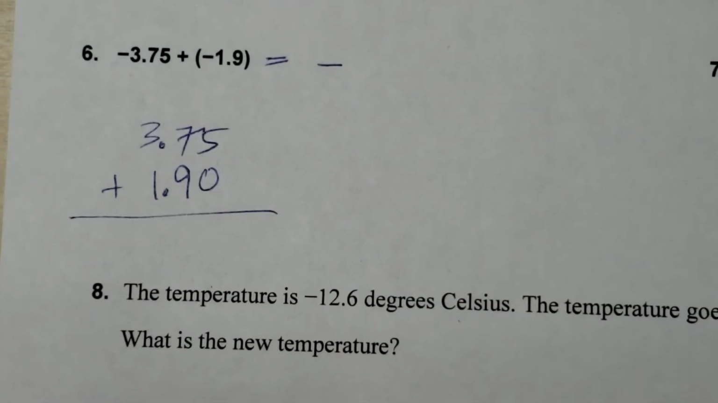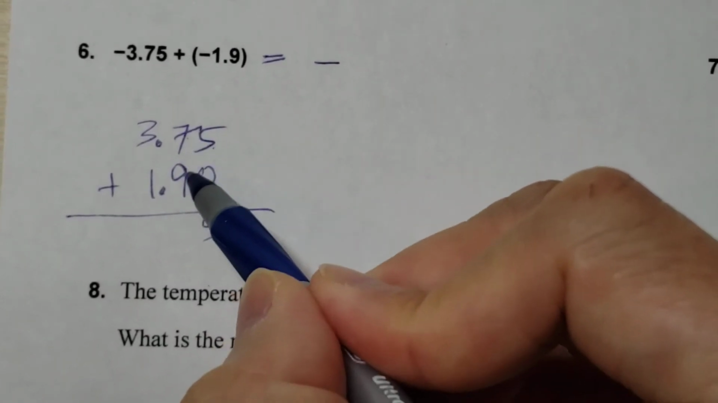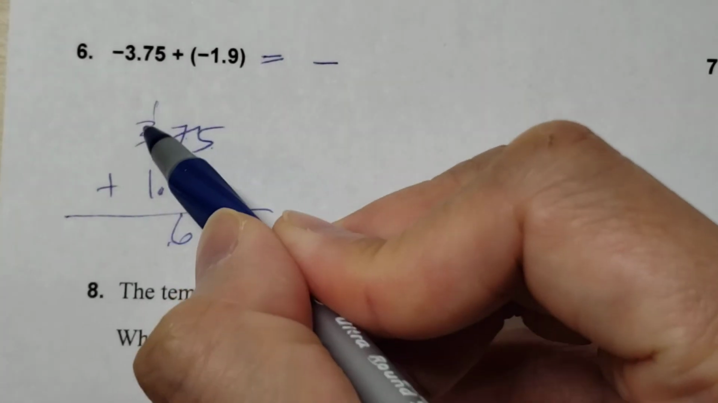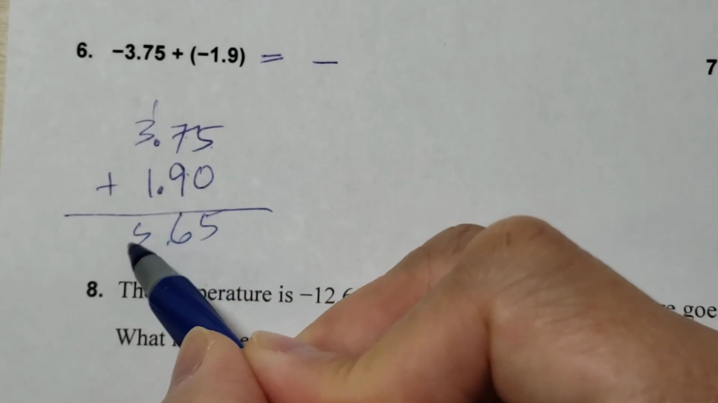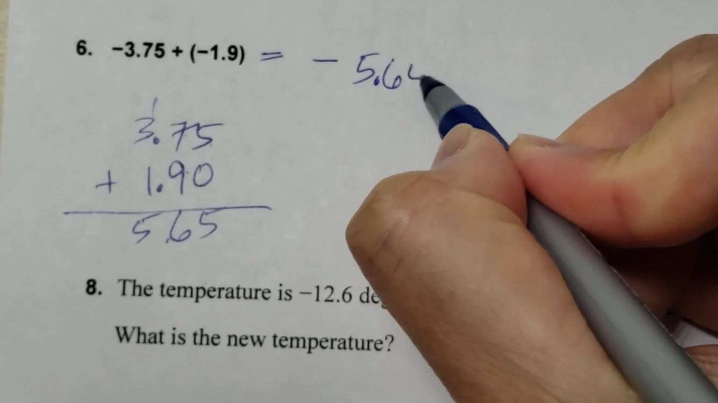Don't forget, line them up. This is just a placeholder. So 5 plus 0 is 5. That's going to be 16. And that's going to be 3, 4, 5. It's going to be 5.65. So the answer is negative 5.65.